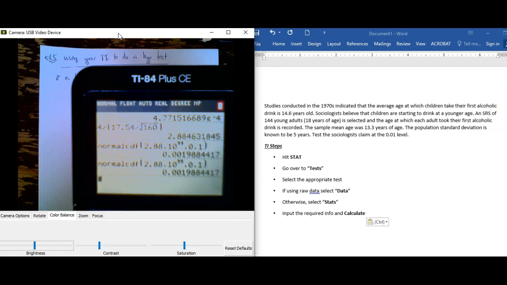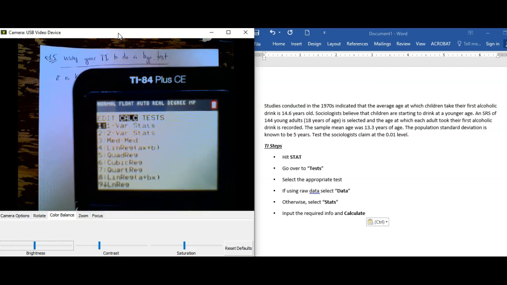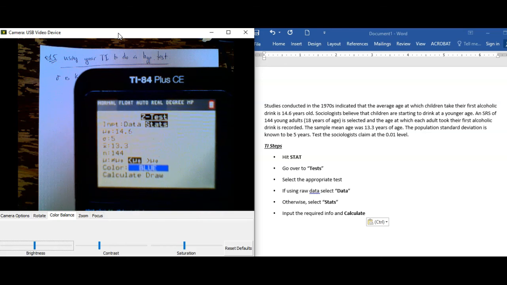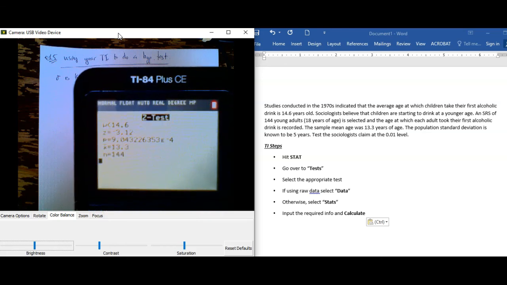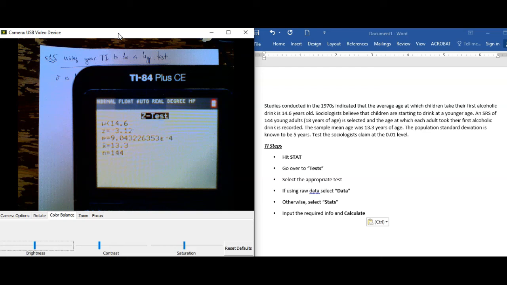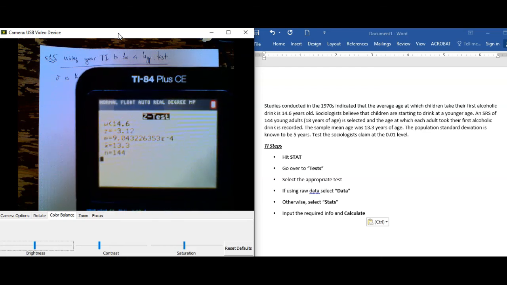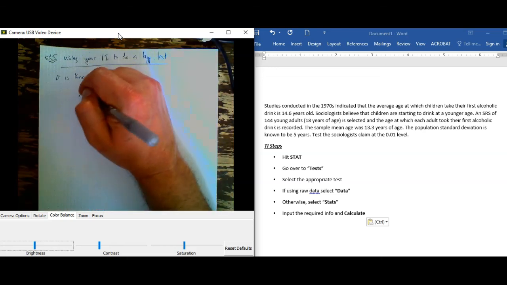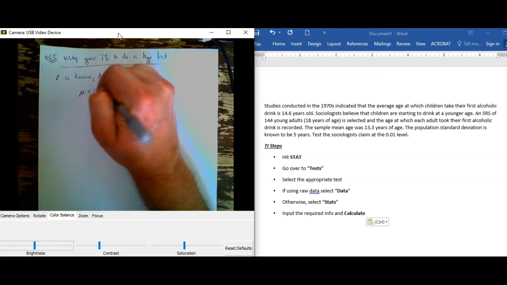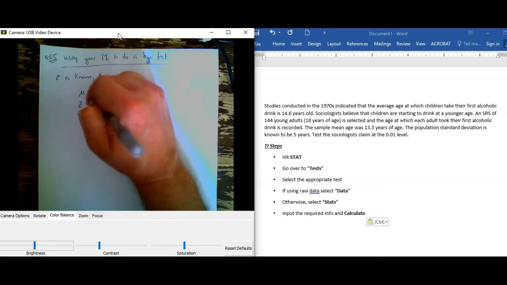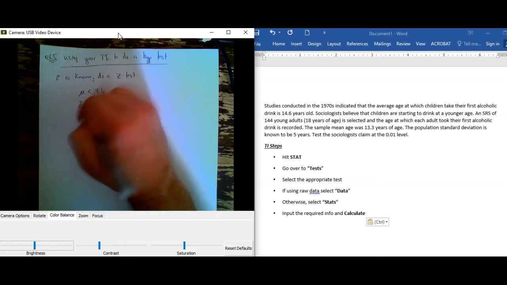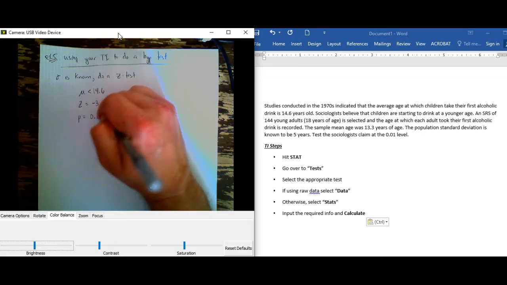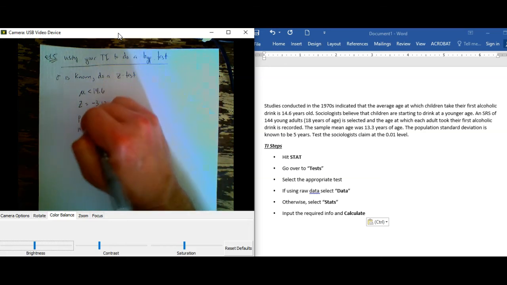Let's go back. Stat, tests, z-test, calculate, and here is our z-test, okay? It's telling us our alternative hypothesis, mu is less than 14.6. The z test statistic was negative 3.12. Our p-value is, so let's write that. So mu was less than 14.6. Our test statistic was negative 3.12. P was 0.0009, and n was 144.